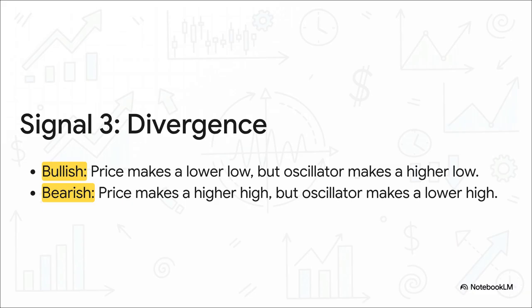Now, divergence is a bit more advanced, but man, is it powerful. This is when the price chart and the oscillator start telling you two completely different stories. For example, the price of an asset makes a new low, but when you look down at the oscillator, it makes a higher low. That's a bullish divergence. It's a huge clue that the downward momentum is fading. This can be one of the earliest warning signs you'll get that a big trend reversal might be coming.